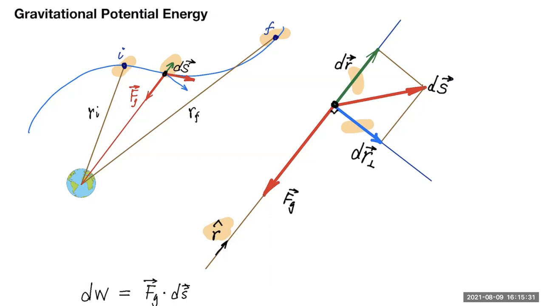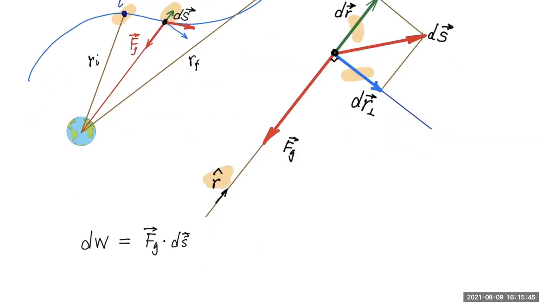Which component would that be? Would that be dr, right? Because dr perp is perpendicular to the direction of the force. Therefore, Fg dot dr perp is 0. So it is only the dr you have to consider. So I can rewrite the work done by the force as Fg dot dr.